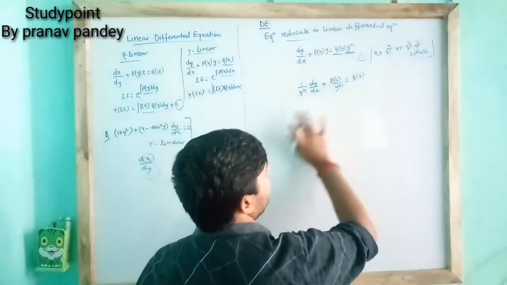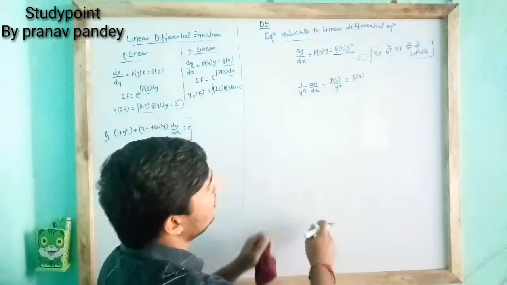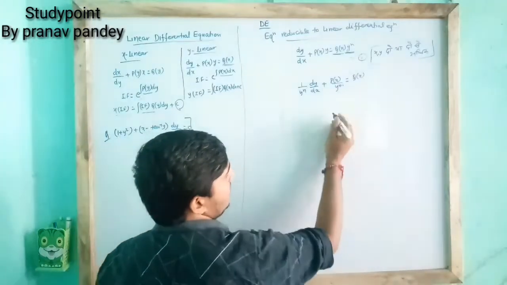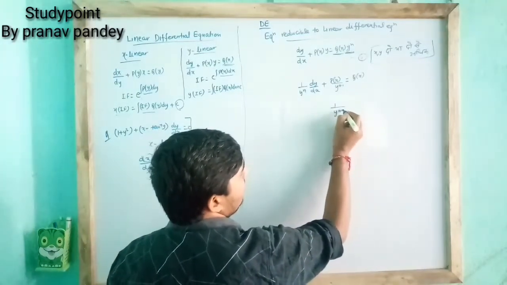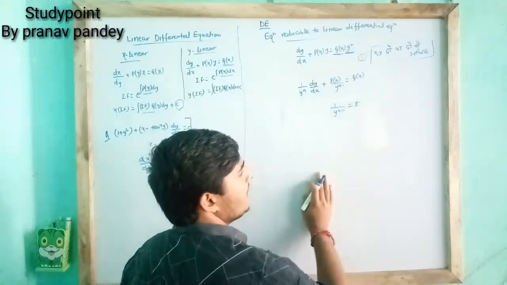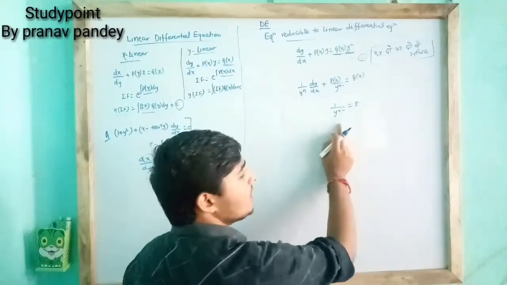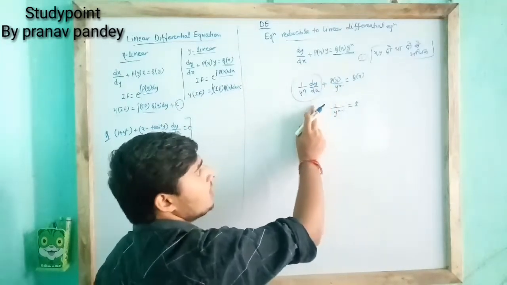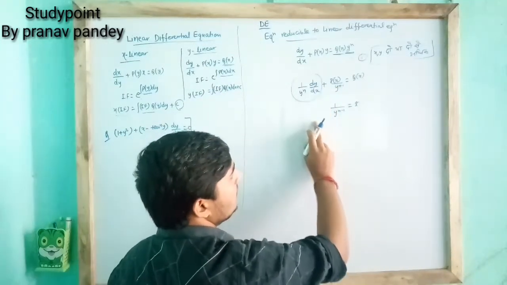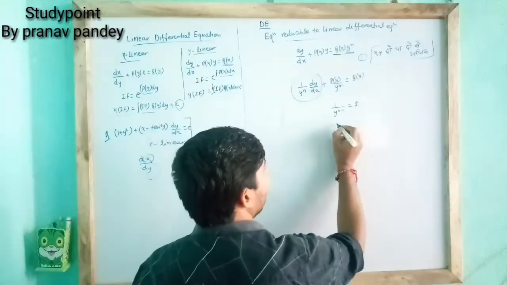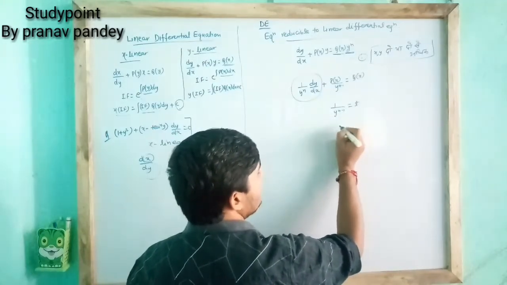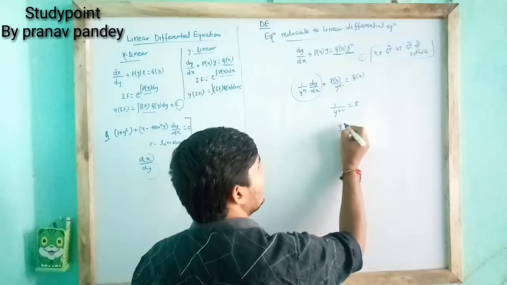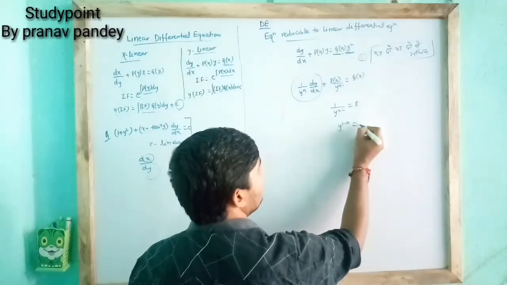So here we get this equation. Now what we will do? We will consider 1 by y to the power n minus 1 as t. Now we will differentiate it with respect to x, because I need to get the dy by dx term here. So we can write here y to the power 1 minus n is equal to t.